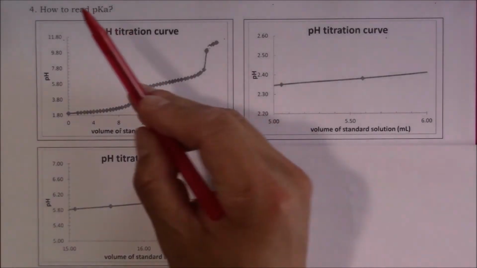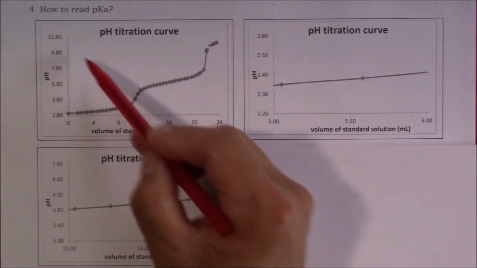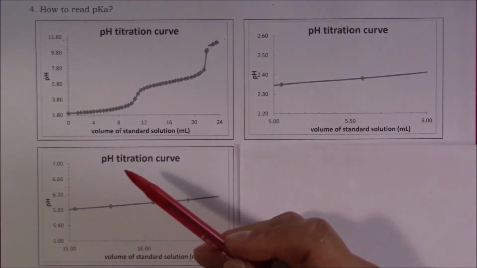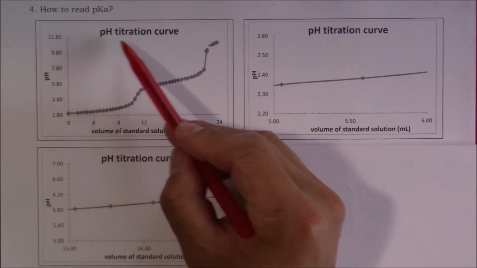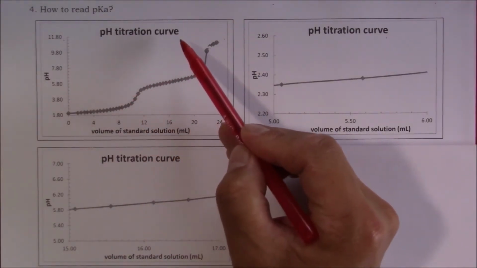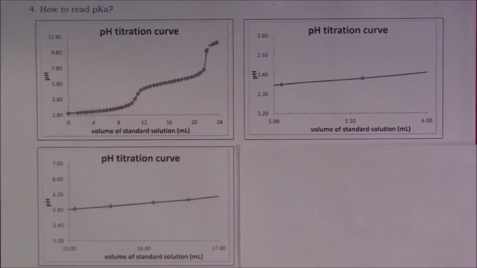Now let me explain how to read the value of pKa's from the pH titration curve. To read the pKa's, you have to use the original pH titration curve. You cannot use the first and second derivative plots. But you do need numbers from the first and second derivative plots.